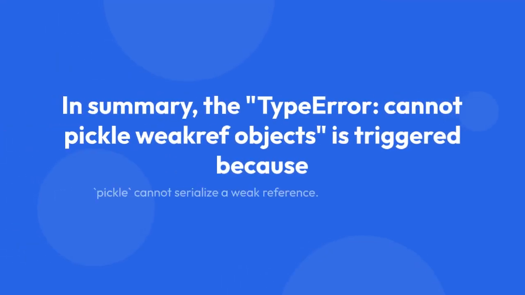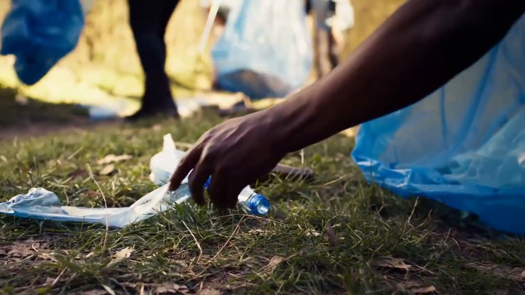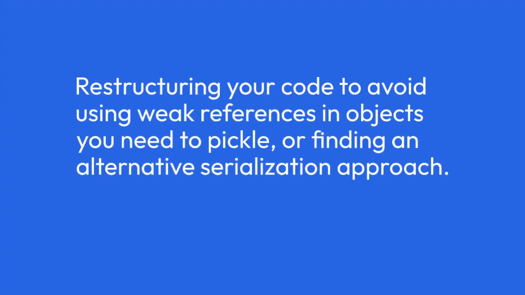8. In summary, the TypeError "cannot pickle weakref objects" is triggered because pickle cannot serialize a weak reference. This usually happens because the object the weak reference points to might not exist anymore. The solution generally involves restructuring your code to avoid using weak references in objects you need to pickle, or finding an alternative serialization approach.